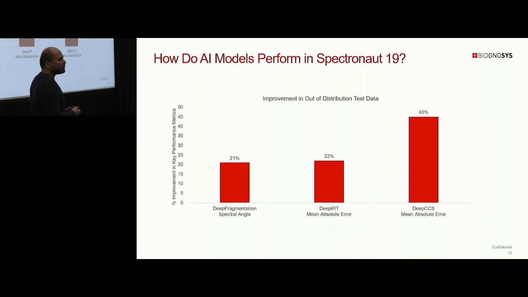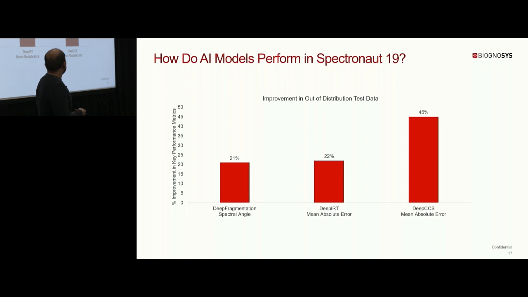So again, referring to these 3 deep learning models that I mentioned before, we used some key performance metrics for each of these models. You can see that there was a significant improvement of their performance compared to Spectronaut 18. Especially for deep CCS, you can see that we have like a 45% improvement in mean absolute error. And this will really help with many things like estimating the tolerances for extraction, scoring, and have a direct impact on speed, identifications, and other aspects.